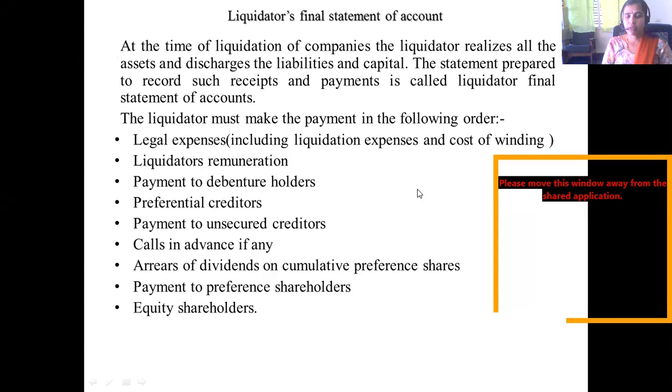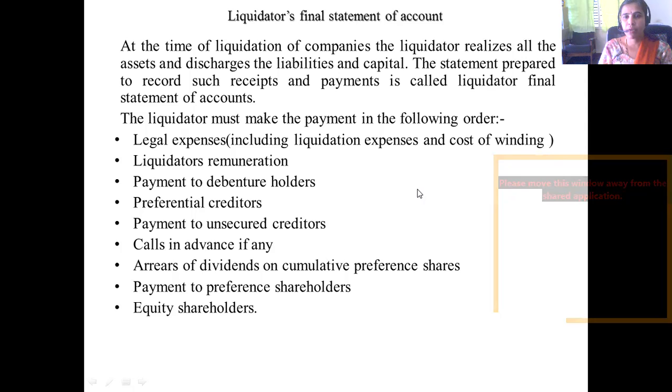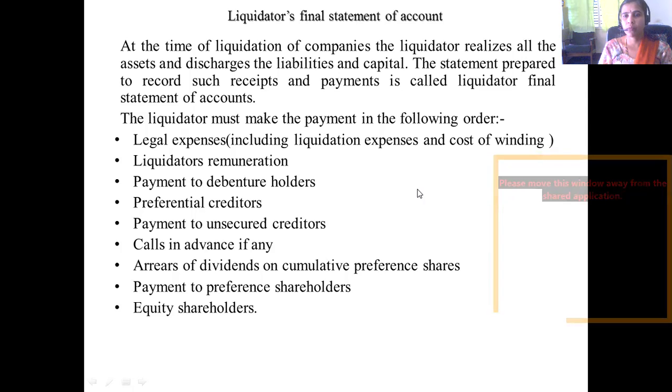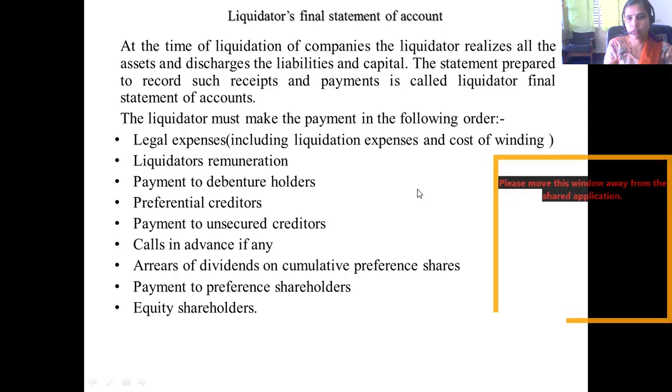I told you, during the liquidation, either compulsory or voluntary, a liquidator will be appointed either by the tribunal or at the annual general meeting by the members present. So what is the role of a liquidator? A liquidator will take into consideration all the assets in the organization and the realized amount, and discharge the liabilities that are due, and the capital amount. First you discharge the amount due to the outsiders, and then the capital is taken up. The statement prepared to record such receipts and payments is called the liquidator's final statement.